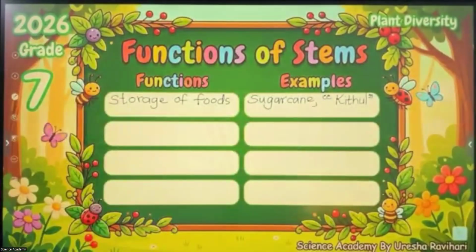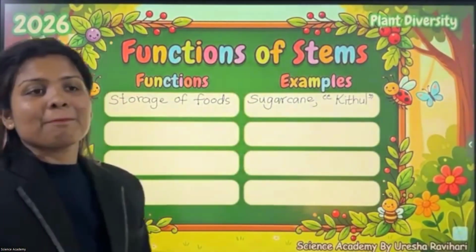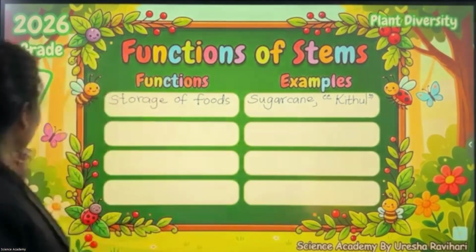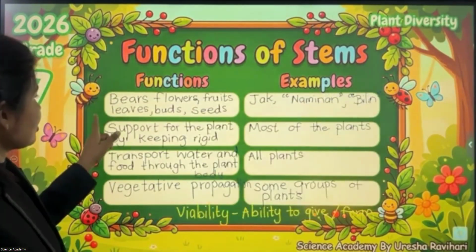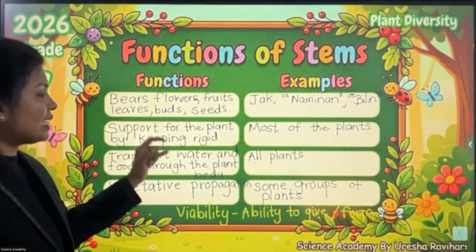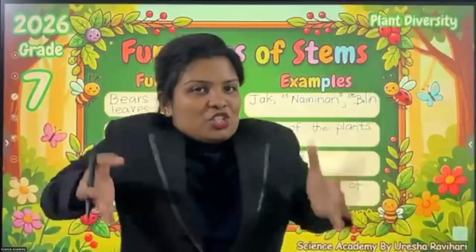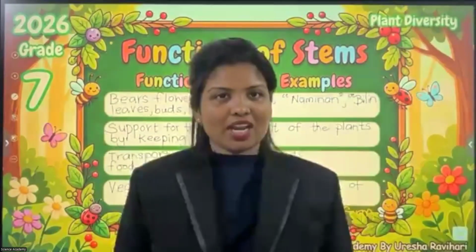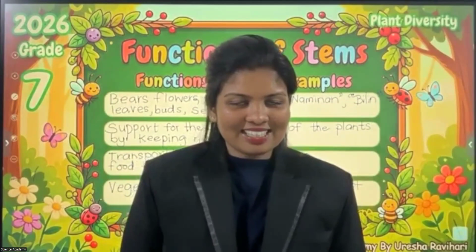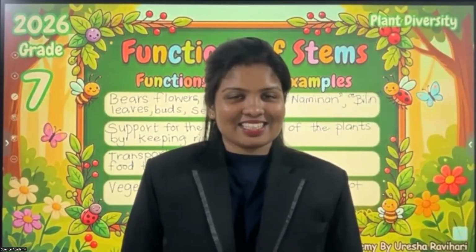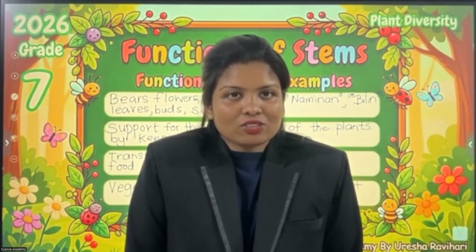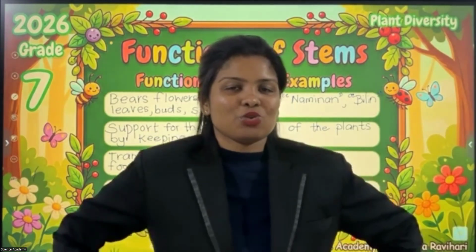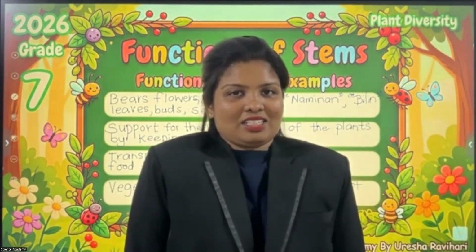Yes, the stem helps to keep the plant straight. We discussed it earlier, right? Support for the plant by keeping it rigid or straight. It gives mechanical support for the plant to stay straight or rigid. Did you get it? කෙලින් හිටගෙන ඉන්න යාන්ත්‍රික ශක්තිය ලබා දෙනවා.